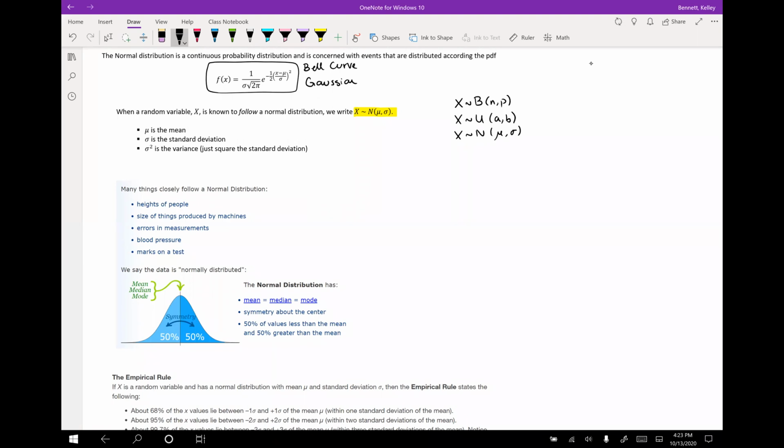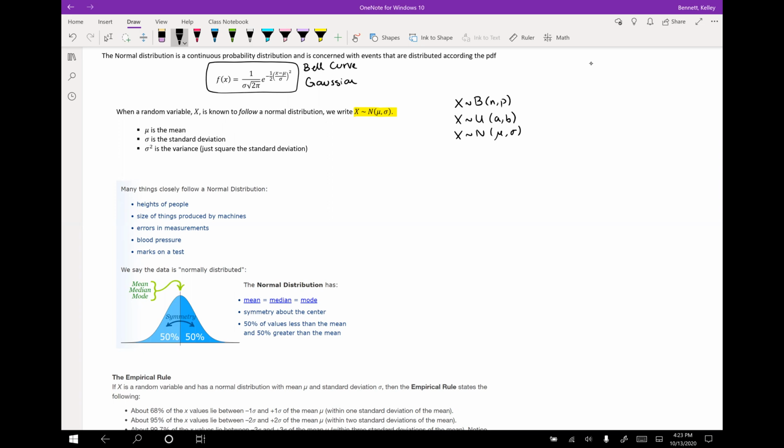So just the idea that if we want to know everything there is to be known about a distribution, if it's binomial, we just need to know n and p. If it's uniform, we just need to know a and b. If it's normal, we just need to know mu and sigma. And mu and sigma are what they've always been, the mean and the standard deviation. If we're asked about the variance, it's just the square of the standard deviation.